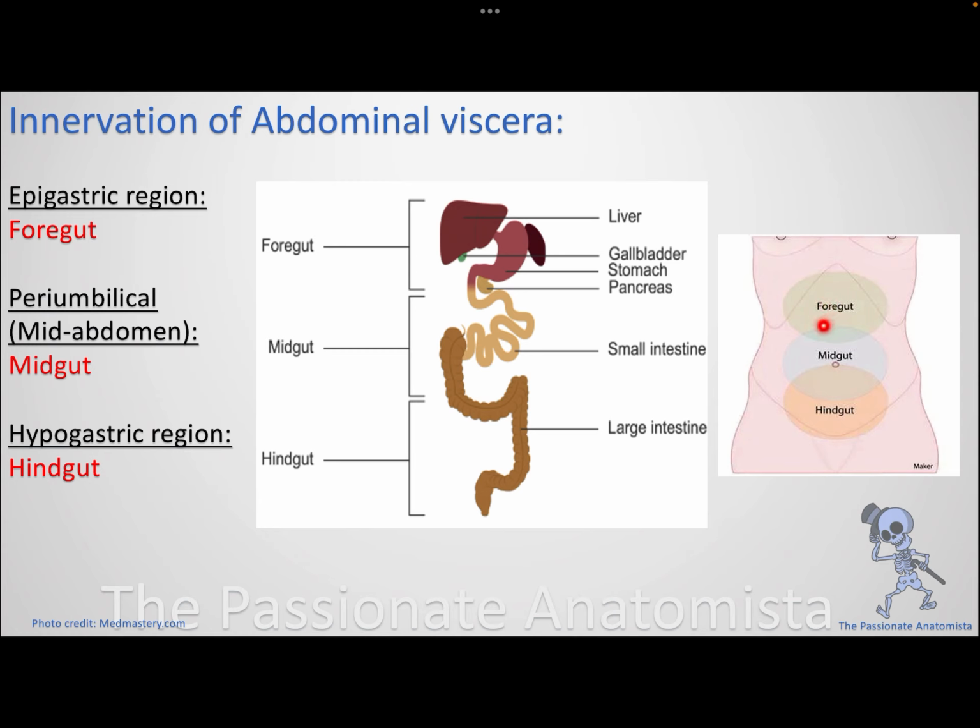I need to think about any of the organs that are derivatives of the foregut, which may be the liver, the gallbladder, the stomach, the pancreas. So remember when I talked about cholecystitis, and I told you about the epigastric region, this is why: the sympathetic innervation is carrying the pain. Everything here, we're following the sympathetic innervation.